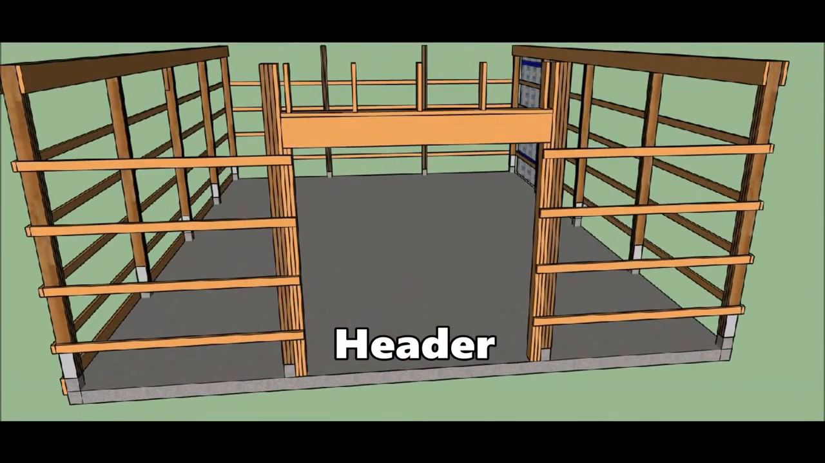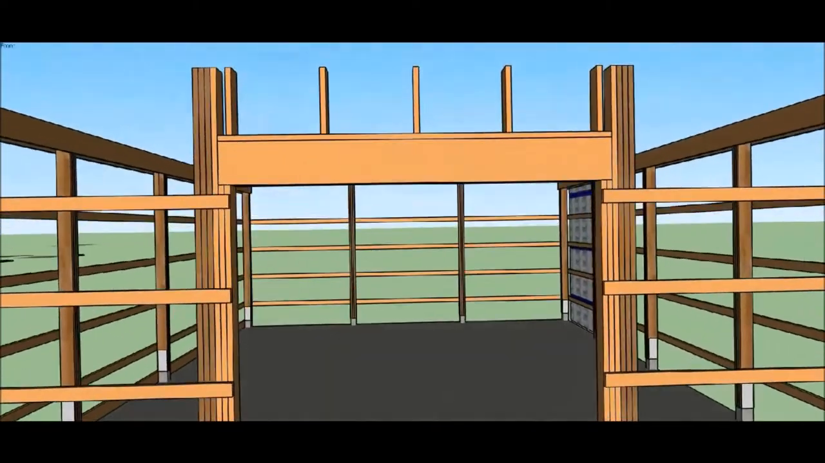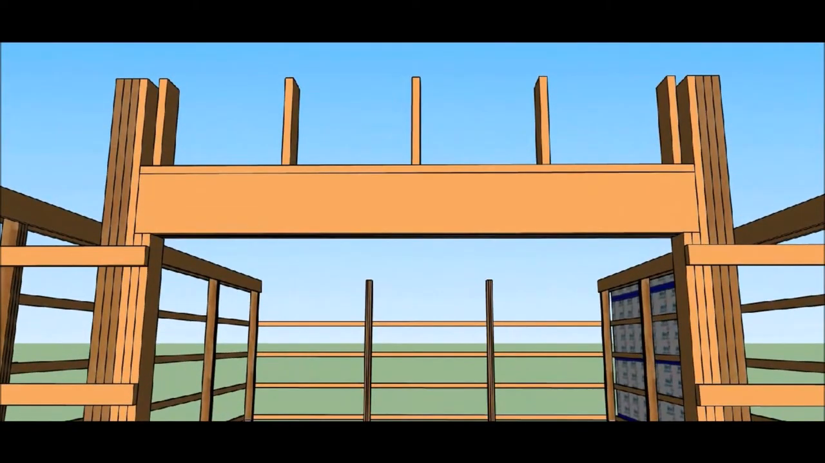A header is used to span a large door and an opening where structural strength is needed but no posts can be placed. It is sometimes larger lumber, but often it is an LVL beam, which is a laminated wood beam for extra strength.